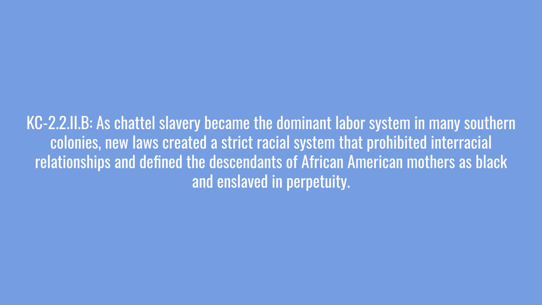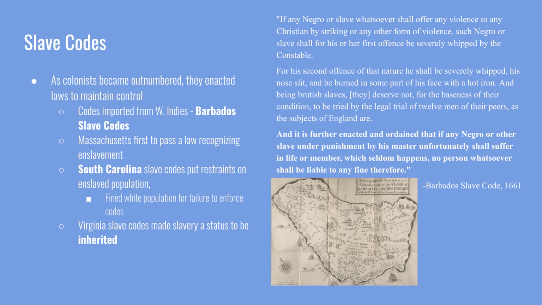The last key concept for this learning objective deals with slave codes. As chattel slavery became the dominant labor system in many southern colonies, new laws created a strict racial system that prohibited interracial relationships and defined the descendants of African American mothers as black and enslaved in perpetuity. Black codes arose because of a fear that white colonists would be outnumbered as they eventually did in the southern colonies. They wanted a way to maintain control of the behaviors of the black enslaved laborers.